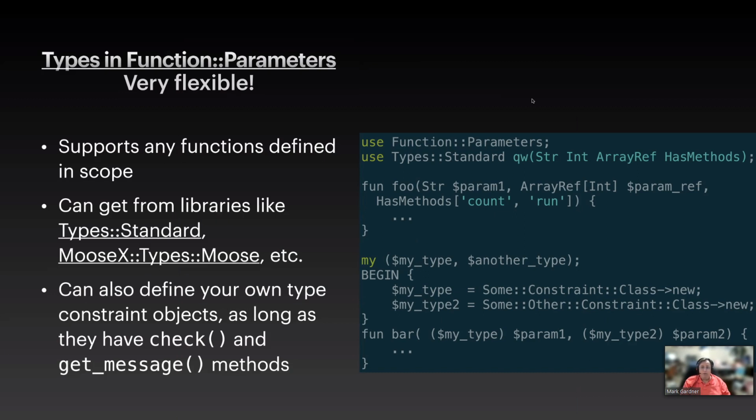Or if you just want to use the ones that are in type libraries, like in the foo function there, you just specify them like you would otherwise in normal functions, like Str or ArrayRef of Int or something like that, or has methods if you want to do duck typing. In this case, the third parameter has to have a count and run.